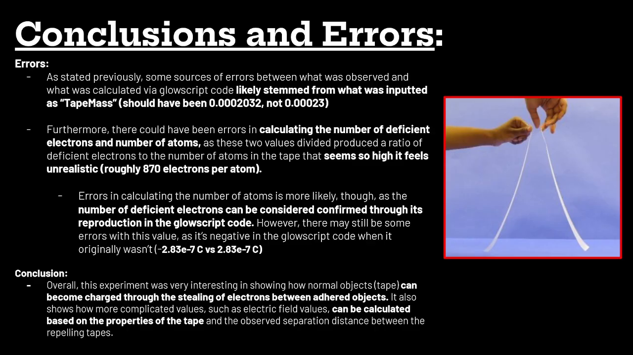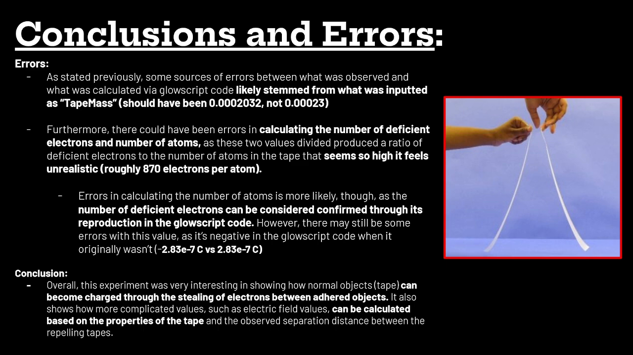As stated previously, some sources of error between what was observed and what was calculated by the GlowScript code likely stem from the input variables, but there could have also been errors in calculating the number of deficient electrons that we did and the number of atoms, as these two values divided produced a ratio of deficient electrons to the number of atoms that seemed very high. It was about 870 electrons per atom. But the errors in calculating this probably stemmed more from the number of atoms, because the number of deficient electrons, as we said before, was confirmed through the GlowScript code. Even if it was negative and a little bit off, it still was roughly the same magnitude, so the number of atoms was more likely to cause that error.